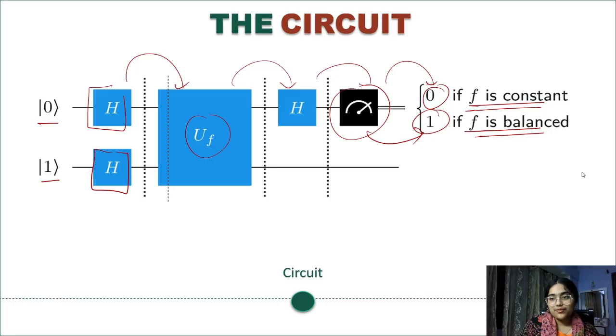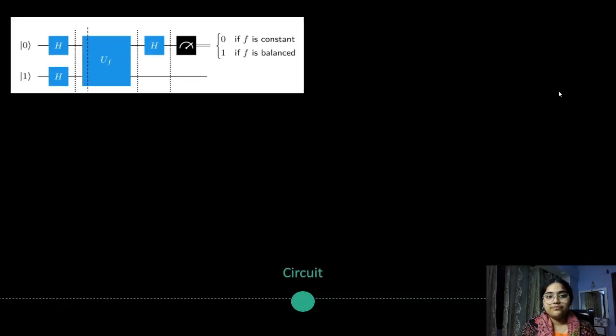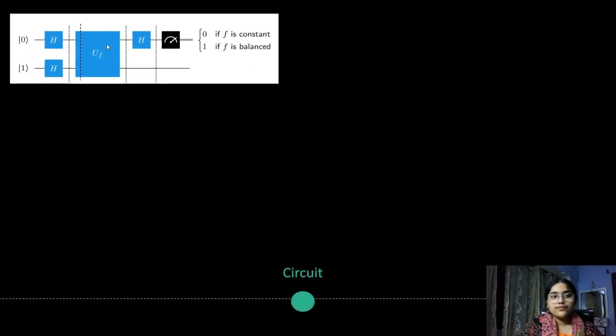Now let's elaborate how it actually works. First, we'll name these states. This is psi naught, this is psi 1, this is psi 2, this is psi 3, this is psi 4. So these are the states we have.